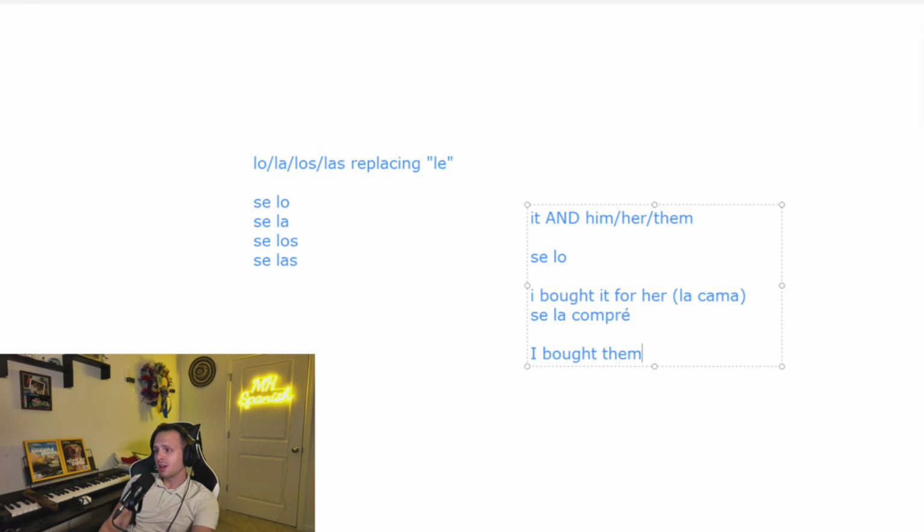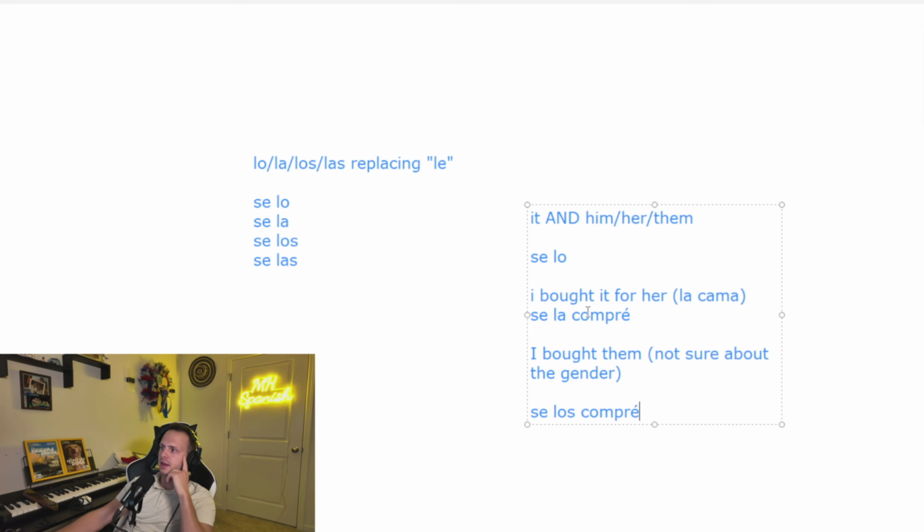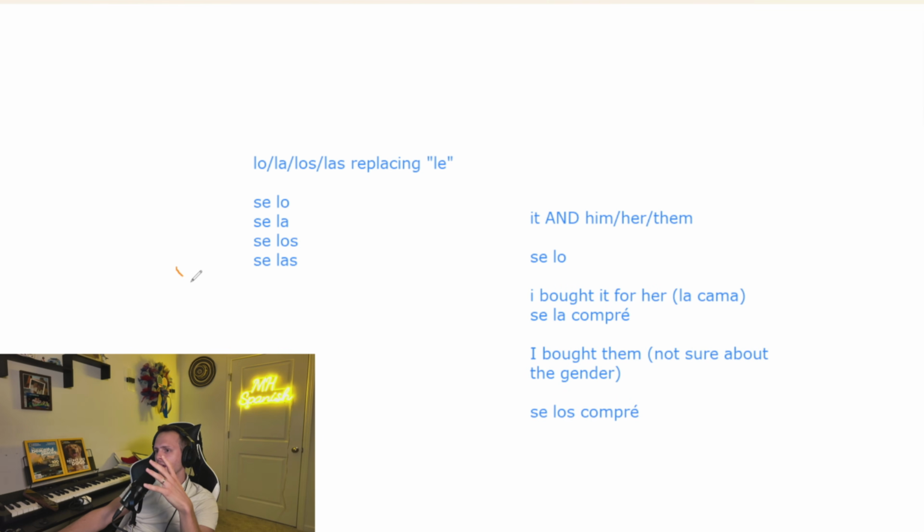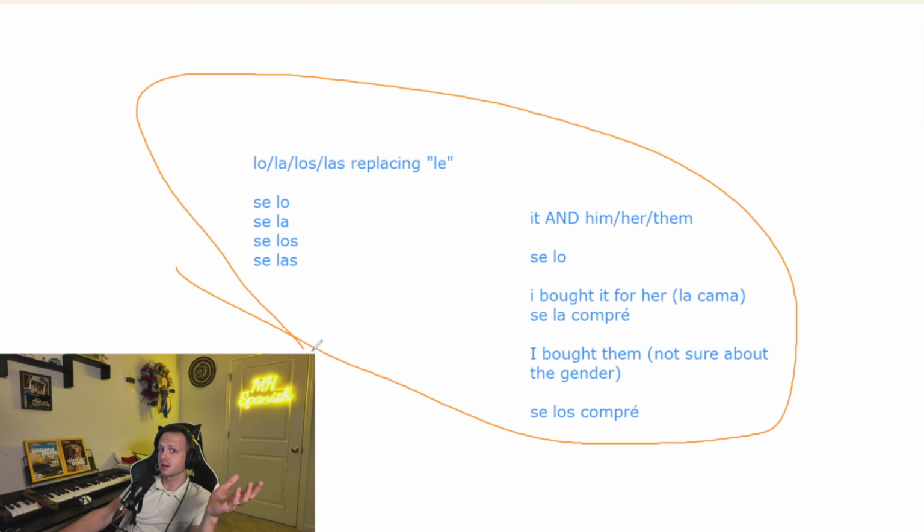I bought them. And we're not sure about the gender. It could be something in general. Maybe it's watches, which would be a masculine word, but it would be se los compré. And there's more in-depth tutorials on this, but I think that if you get this concept down, just this explanation by itself will help you so much to where if you want to dive more into it, if you want to do more practice examples, now you have a good guide as to how to do that. And that's it with se. That's the main thing when it comes to se and how to use it.